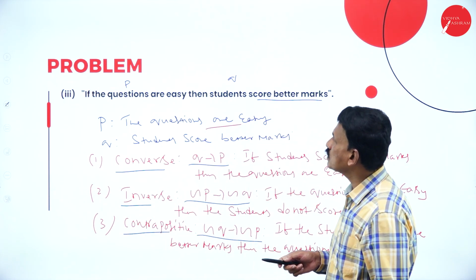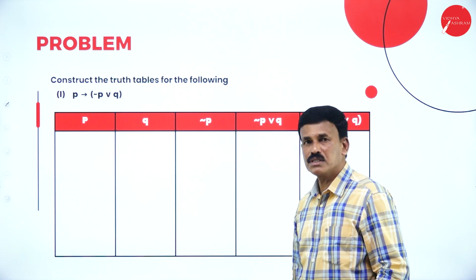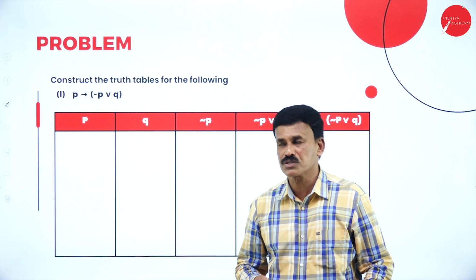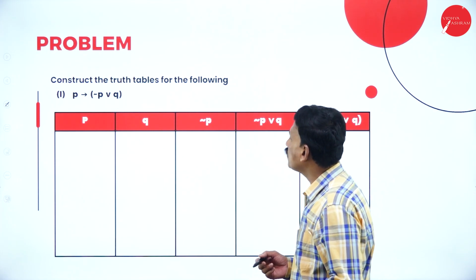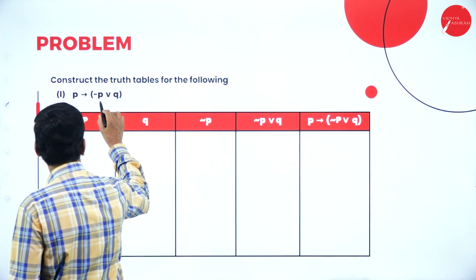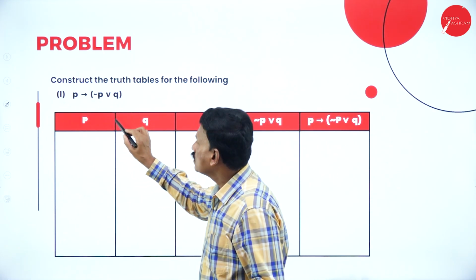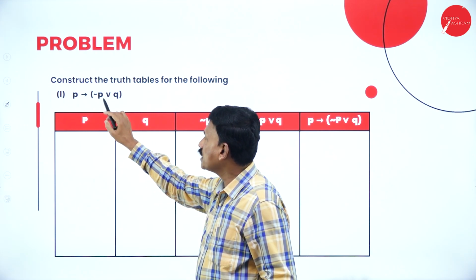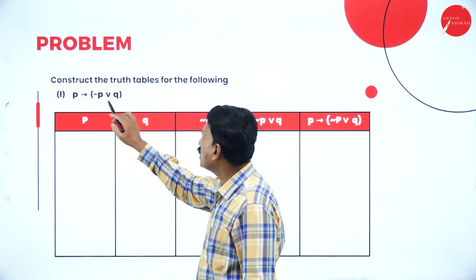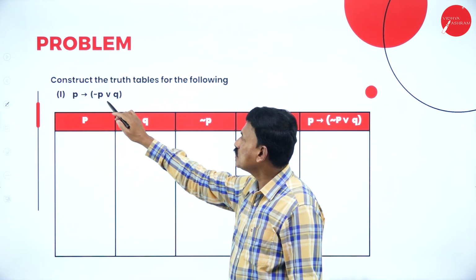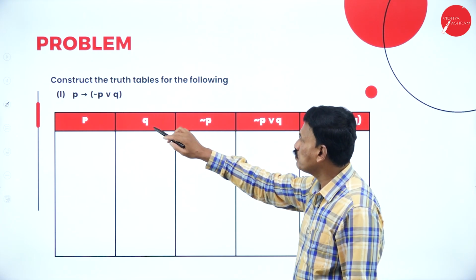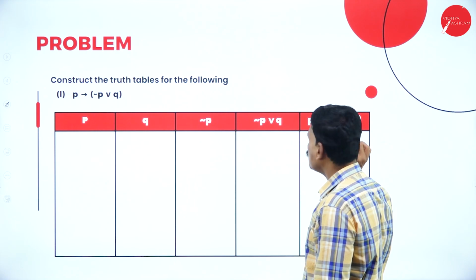Right. Now let us come to the construction of the truth table. This is also very important. You may expect this type of question for 6, 7 or 8 marks. Now construct the truth table for the following proposition. What is the given statement? P conditional to negation P, disjunction Q. First write down P, Q, then negation of P, then negation of P disjunction Q, and the given statement P conditional to negation P disjunction Q.